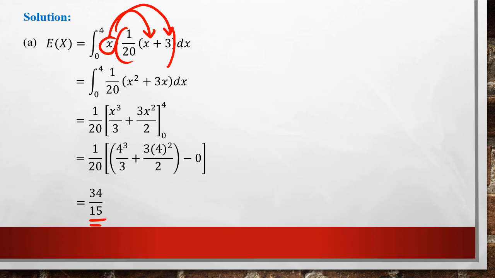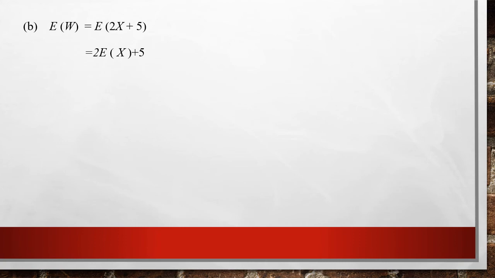And now we move on to the next question. B. They ask you to find the expected value of W, where W is equal to 2x plus 5. That means we need to find the expected value of 2x plus 5. So what we can do is apply the properties of expected value, which is equivalent to 2 times the expected value of x, plus 5.